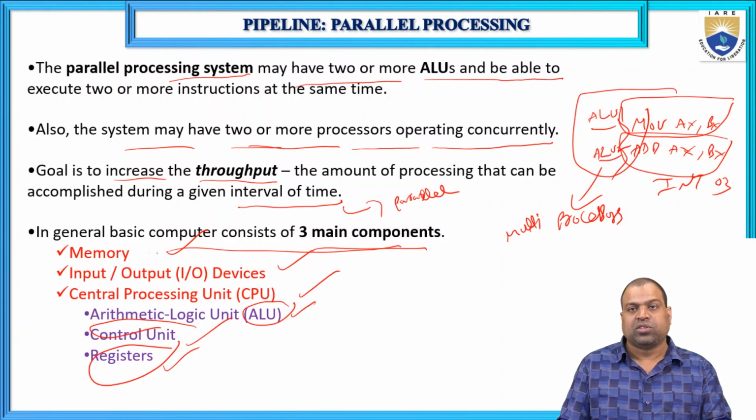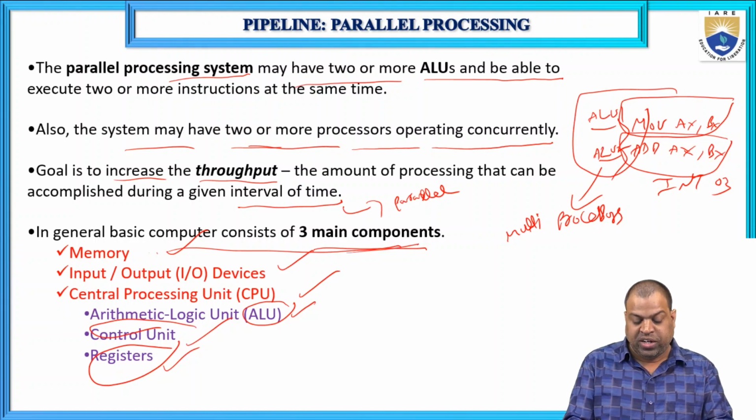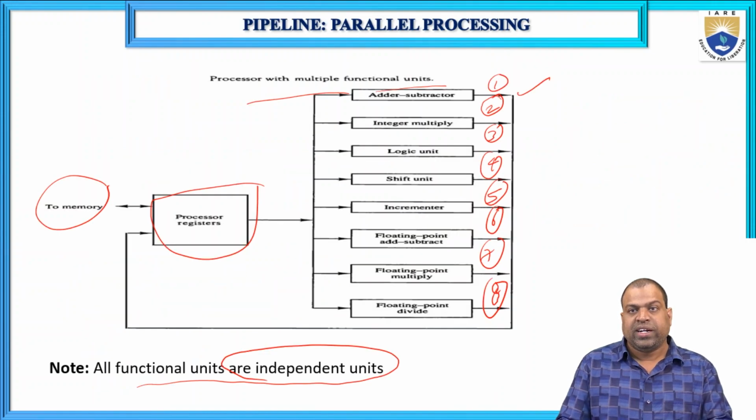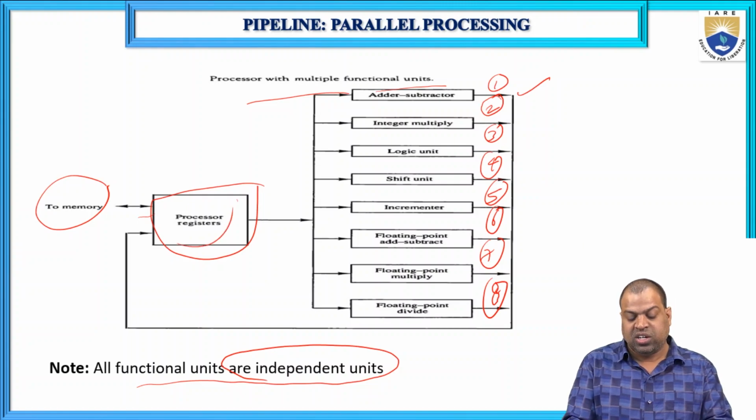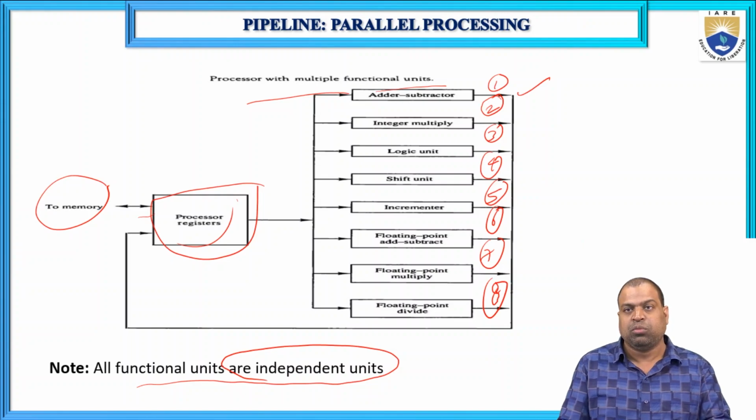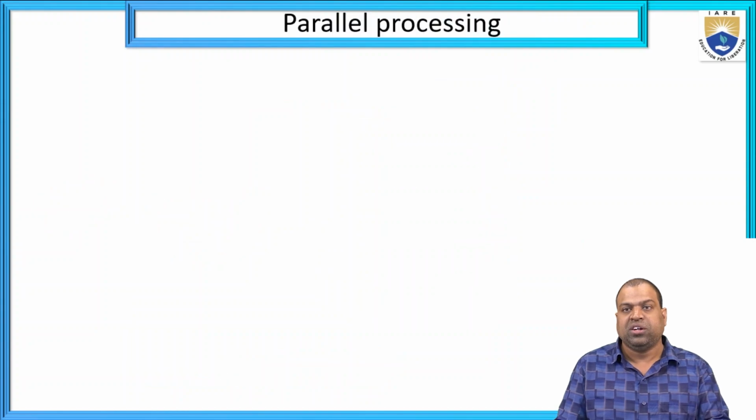If we go for parallel processing, definitely we improve the throughput. There are three main components we need for parallel processing: memory, input output, and central processing. In the CPU, we need the ALU, control unit, and registers. So it is a parallel operation with multiple registers of the processor. To or from memory are the processor registers, and these processor registers handle multiple operations. Multiple parallel processing units are available: adder, subtractor, integer multiply, logic unit, shift unit, incrementer, floating point add, floating point subtract, floating point multiply, and floating point divide.